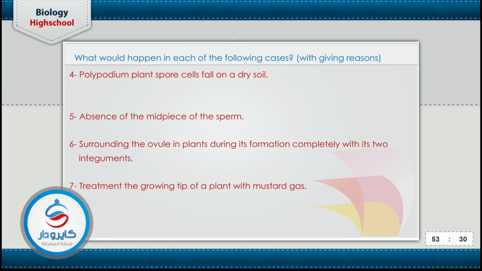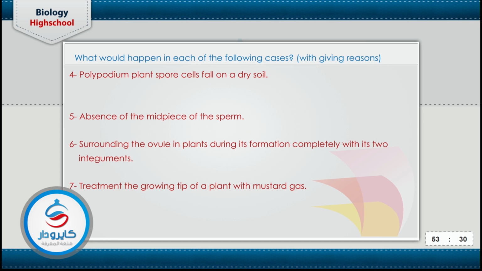Number 6, surrounding the ovule completely with the two integuments during its formation. Surrounding the embryo sac completely with the two integuments means the absence of the micropyle. Absence of the micropyle means no fertilization takes place, so no production of seeds. So the absence of the micropyle means no fertilization takes place in the flower.